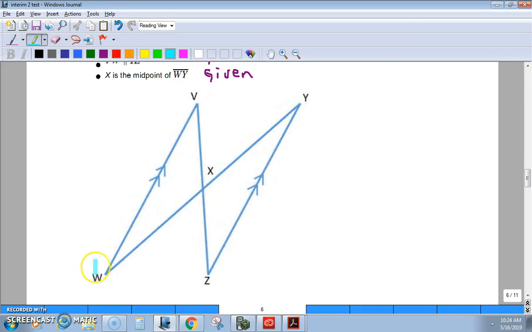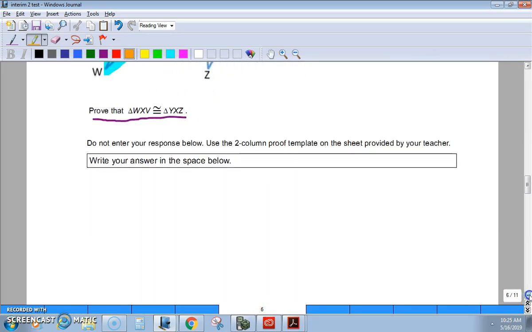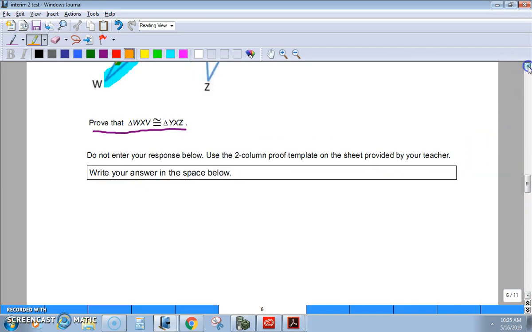So we want to prove that this triangle WXV is congruent to YXZ. I'm going to do the sides in different colors so we can see how the sides need to be, and then one more color, orange, because they need to be congruent in exactly the same way. So WXV needs to be congruent to YXZ.